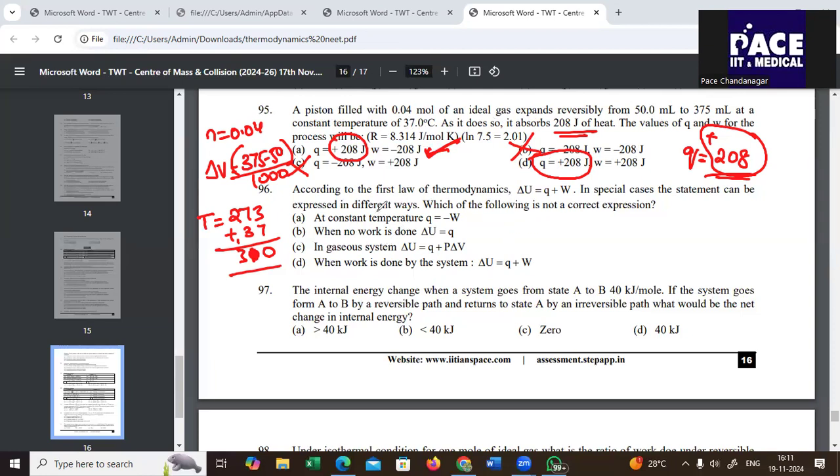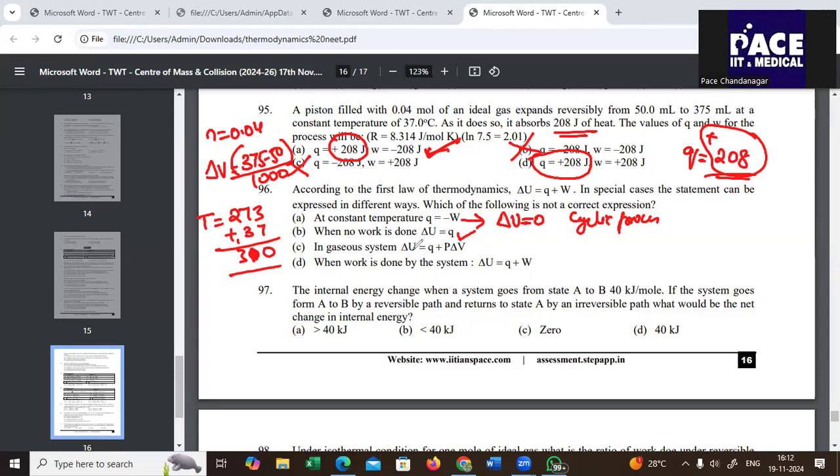Right, moving on to 96. According to the first law of thermodynamics, delta U is equal to Q plus W. In special cases, the statement can be expressed in different ways. Which of the following is not a correct expression? See here, Q is equal to minus W when delta U is 0, when change in internal energy is 0 there, right? Which means a cyclic process. Cyclic process, delta U becomes 0. Any state variable change will become 0 there. When no work is done, then delta U is equal to Q. Very good, right?